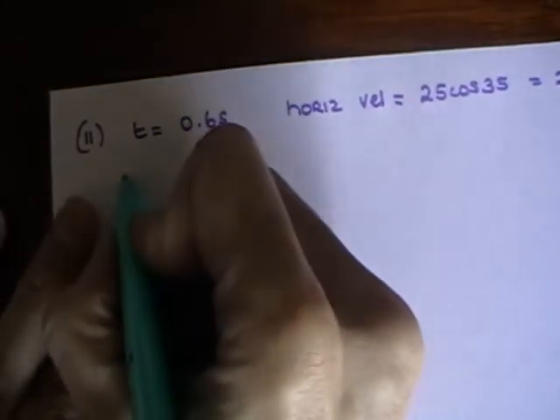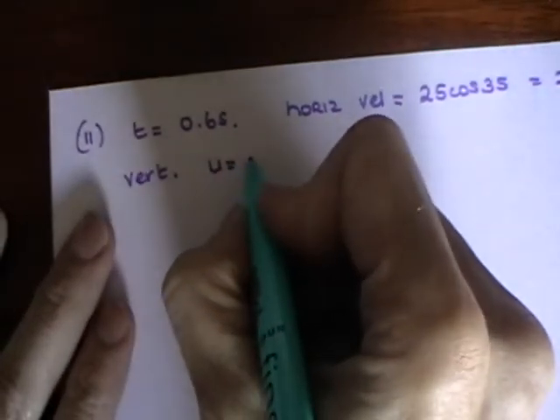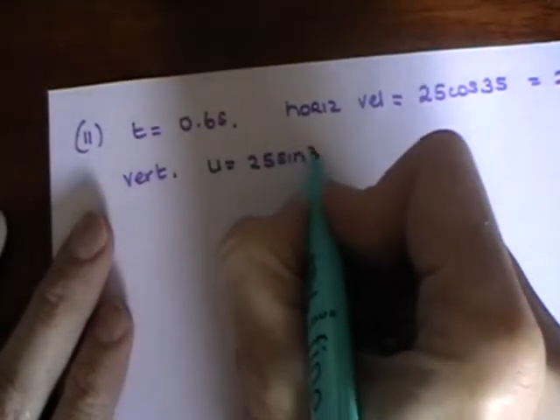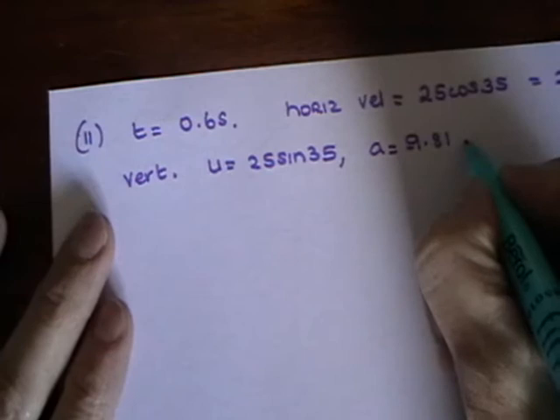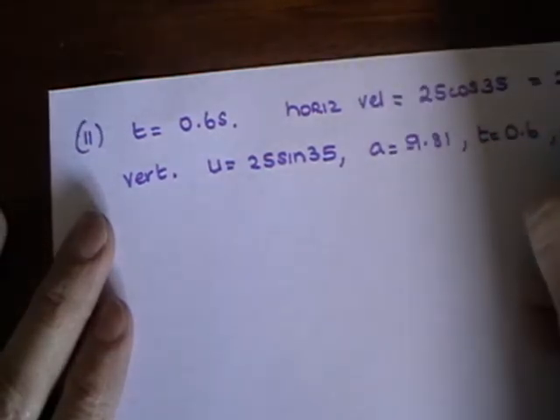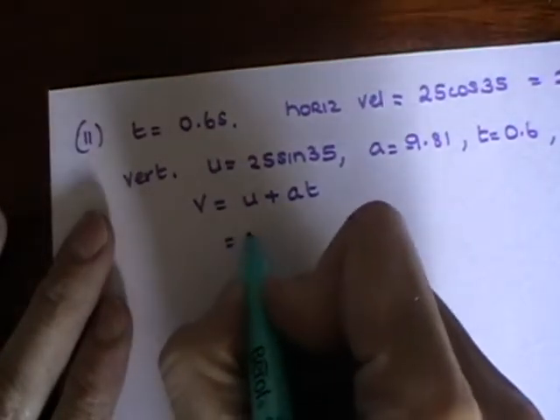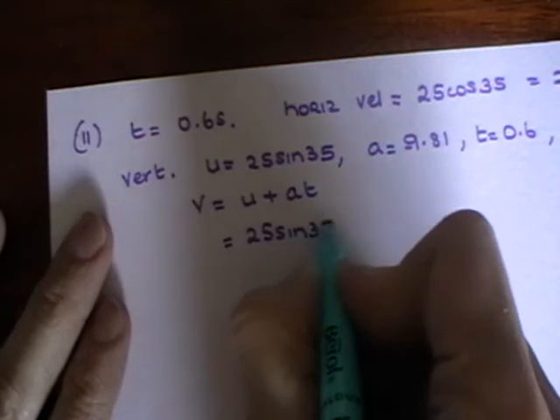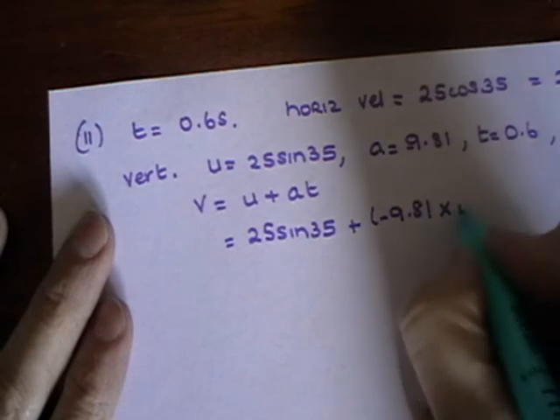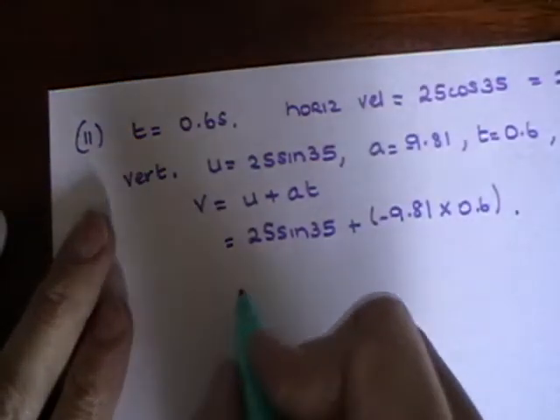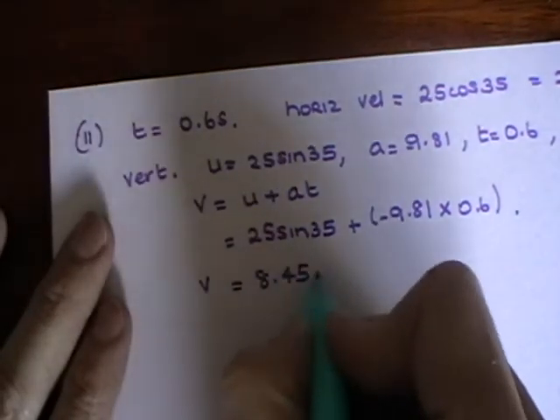The vertical velocity, though, we have to do a calculation. So we know that u is equal to 25 sine 35. We know that a is minus 9.81. We know t is equal to 0.6 seconds, and we're looking for v. So just use v equals u plus at, and that gives you 25 sine 35 plus minus 9.81 times 0.6. And when you do that calculation, that vertical velocity comes out at 8.45.